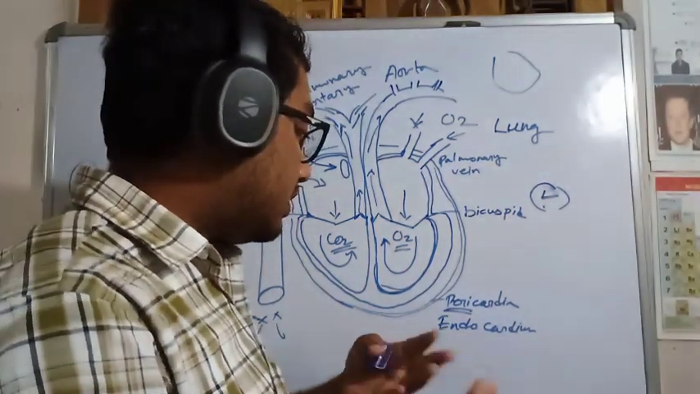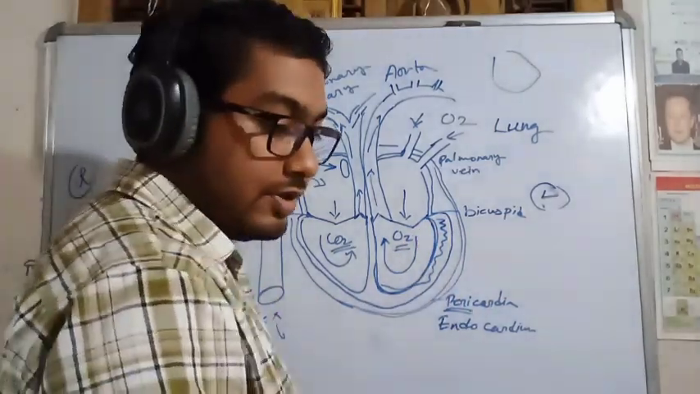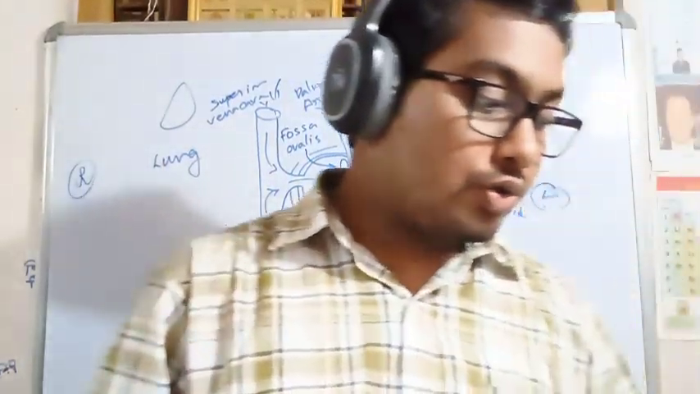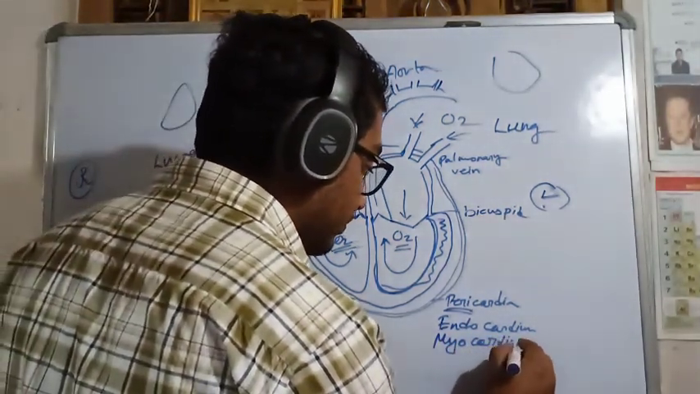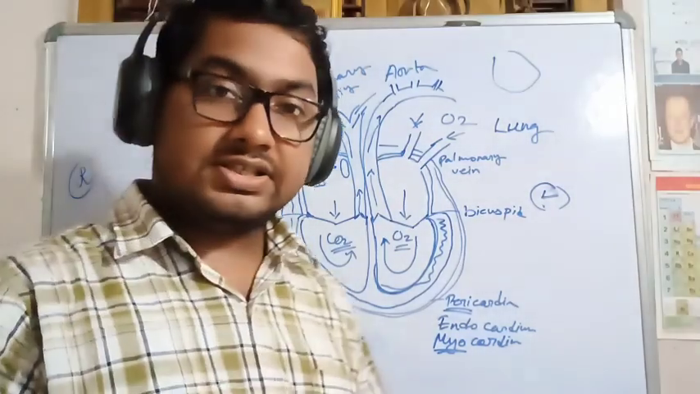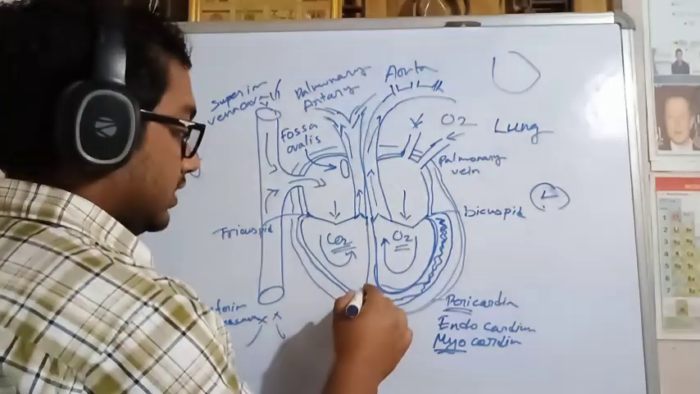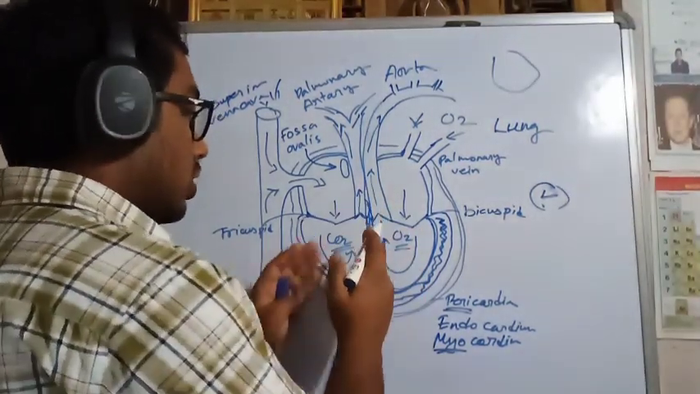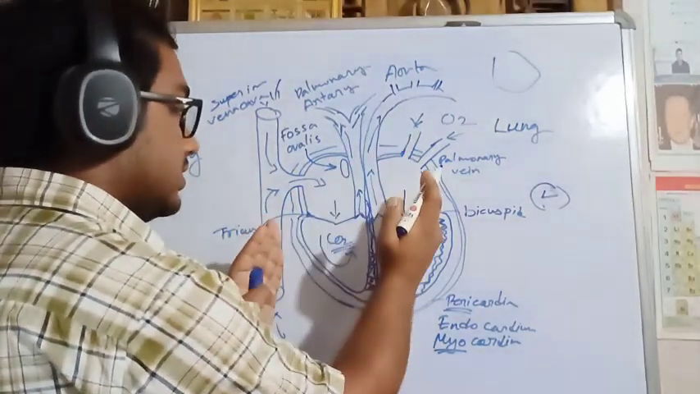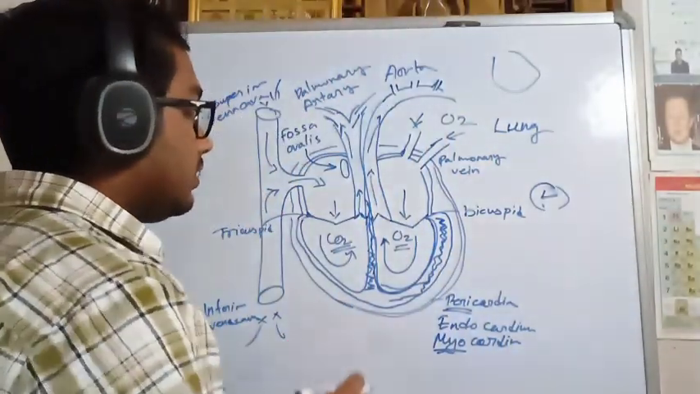So endo means the inner side, and in the middle is meso, that is the myocardium. Myo means muscle, so that is the muscle of the heart. And that is the septum. The septum is the layer which separates the right side and the left side. I think that's everything.